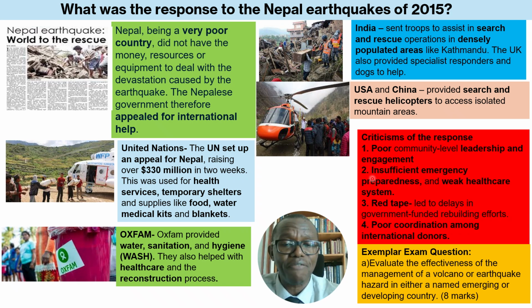Then there was insufficient emergency preparedness and weak healthcare systems. Now, as it is, we did say that 1,000 healthcare centers were damaged. So having a weak healthcare system and 1,000 of your healthcare centers damaged means that that degrades the healthcare system even further. And for you then to deal with 23,000 injuries that we had talked about in the previous slide, that becomes a huge strain on the healthcare system.